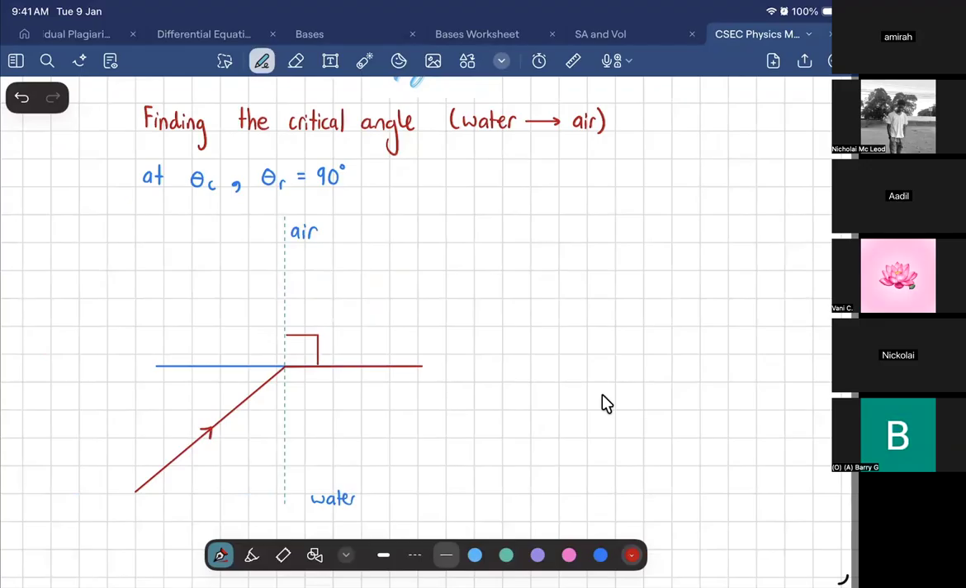Quickly, guys. It looks as though the angle of refraction is what? 90 degrees. So if the angle of refraction is 90 degrees, what would I call this angle over here? Critical angle. Perfect. Zachary, you're really paying attention. This is the incident ray, and this is the refracted ray.